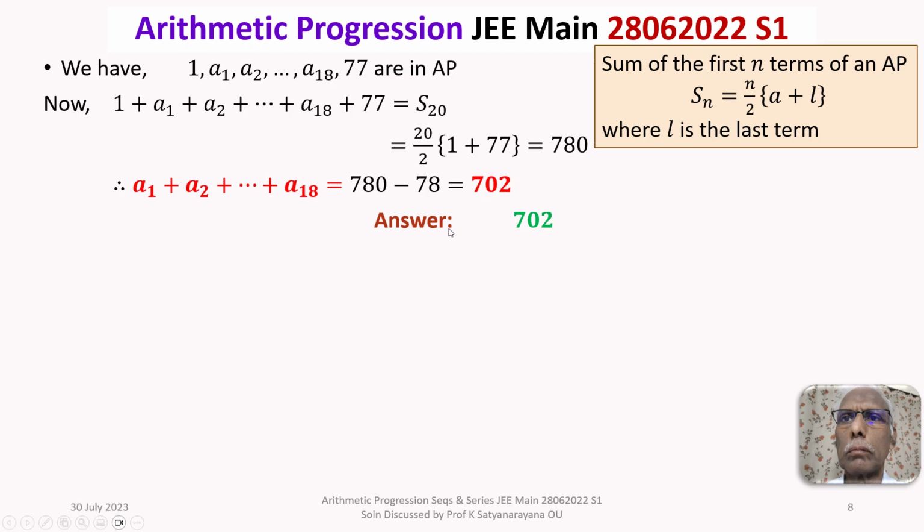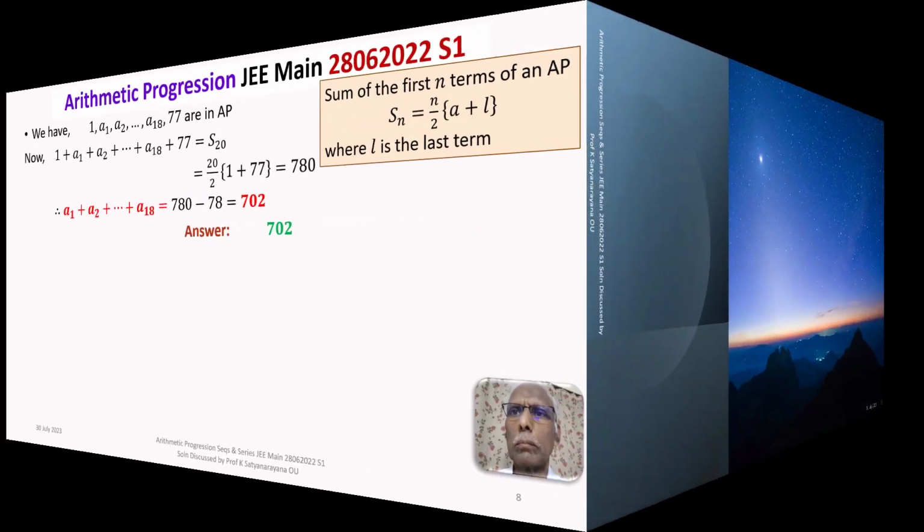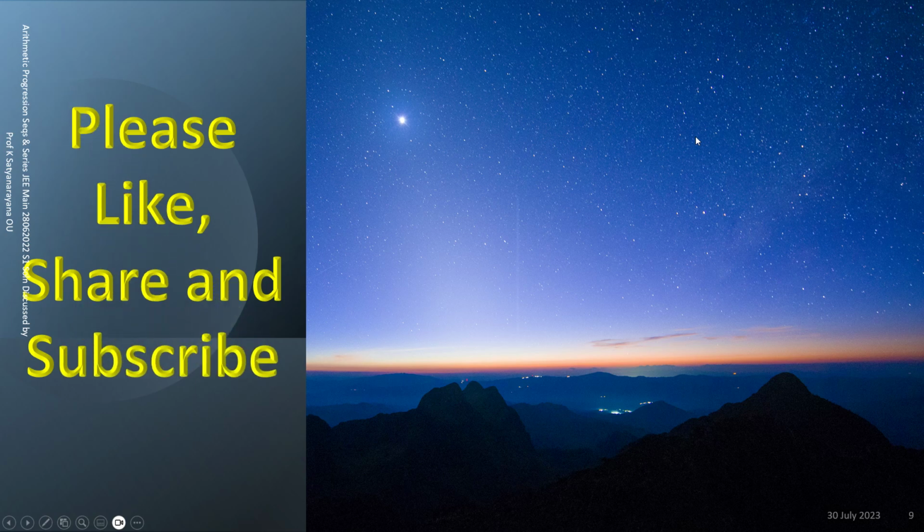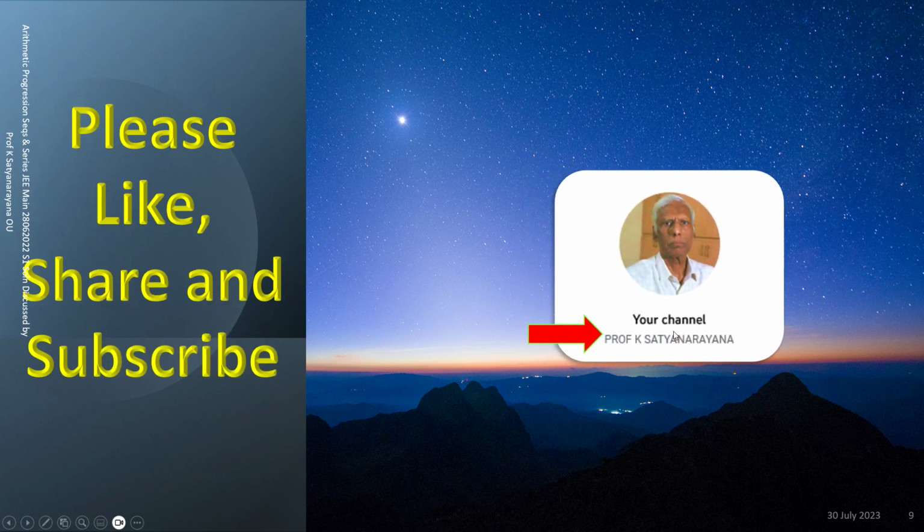The answer to this question is 702, and that is the detailed discussion of the solution of the problem from the section sequence and series, and the problem is related to arithmetic progressions. And I am sure that you have understood the solution of this problem, and I wish you all the best. Thank you.